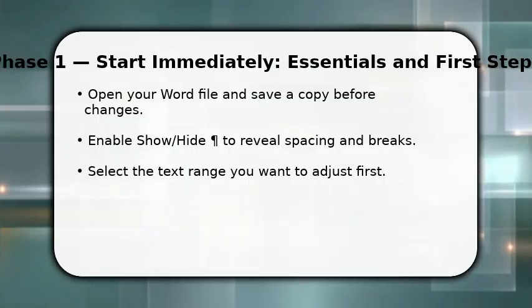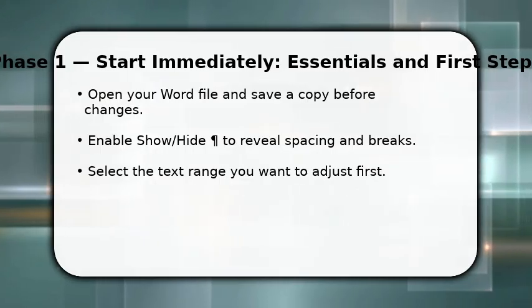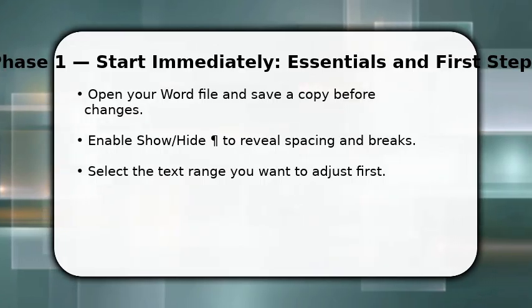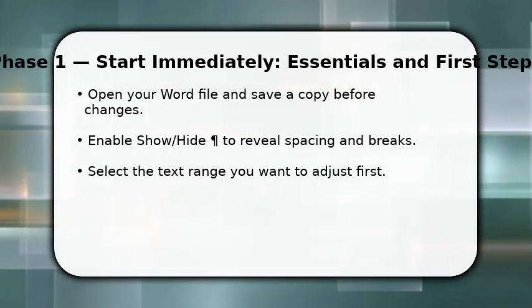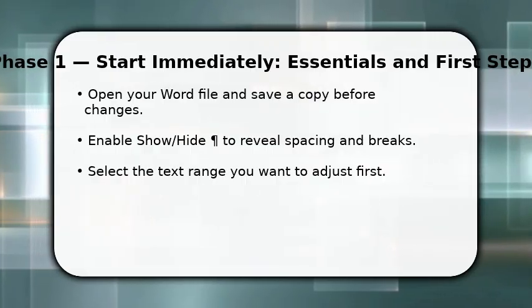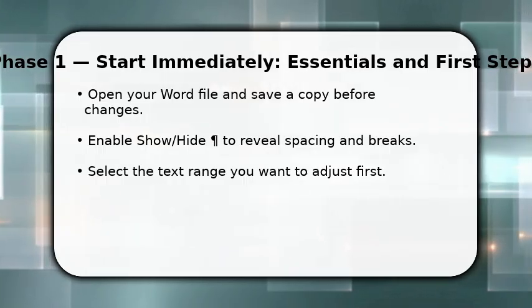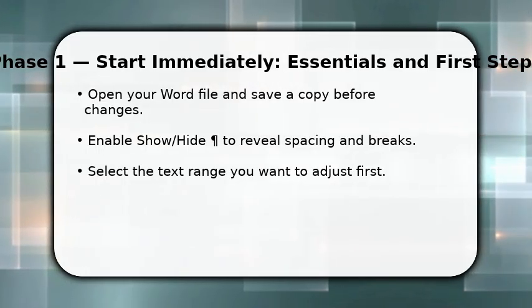You start by opening the document and saving a working copy. This protects the original. Once done, turn on Show/Hide so you can see paragraph marks, line breaks, and manual spaces. Next, select the specific paragraphs or the entire document you plan to change, because Word applies spacing to selected text.